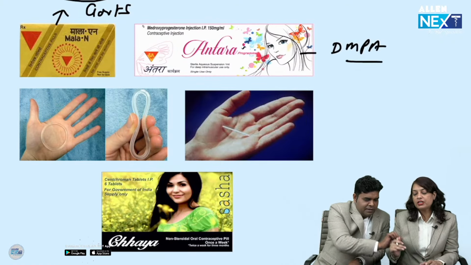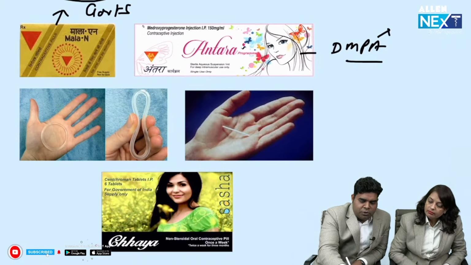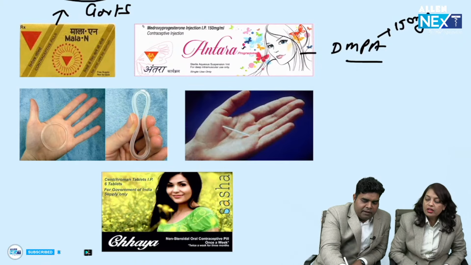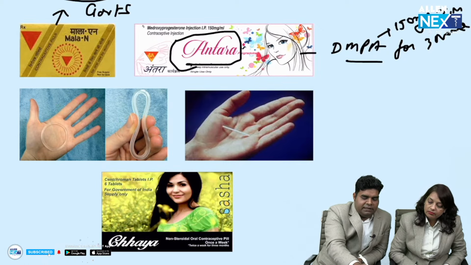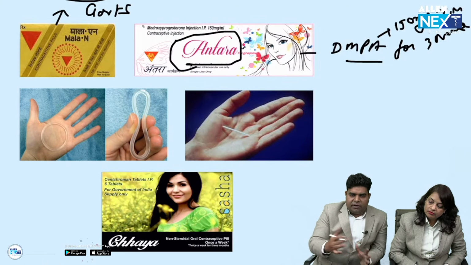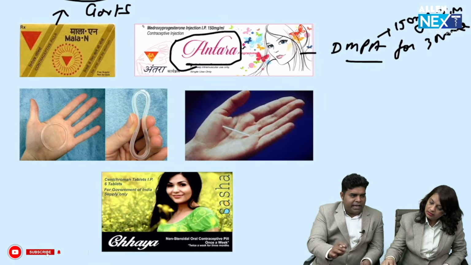Antra is again available in the government supply. That is the DMPA injection, and its dose is 150 milligram, given every 3 months. The name Antara is because Antara means to keep a gap between children. So we can use it, but it is short acting only.